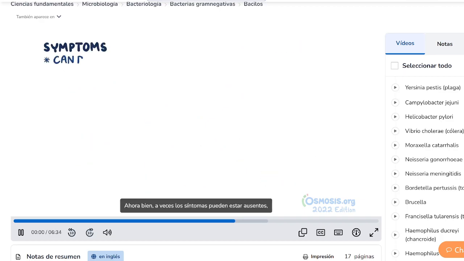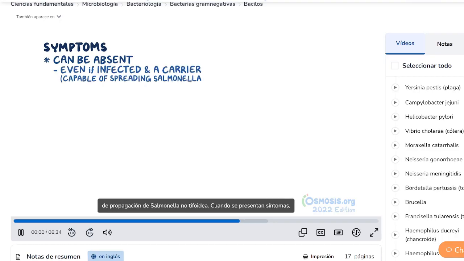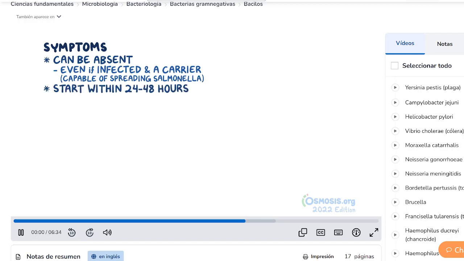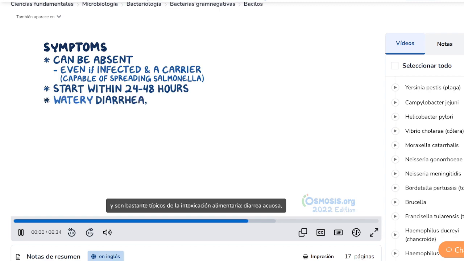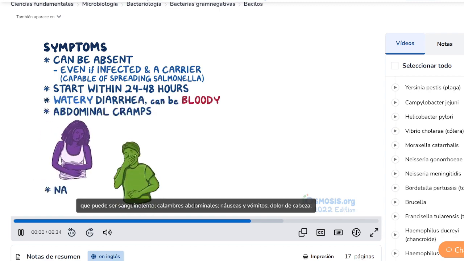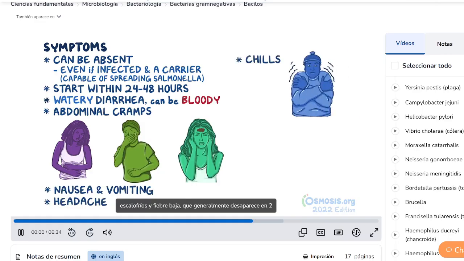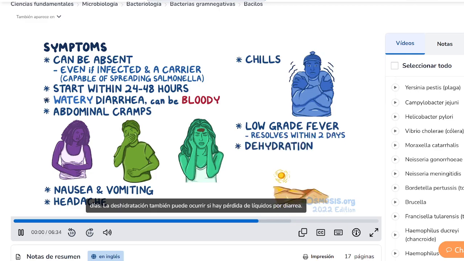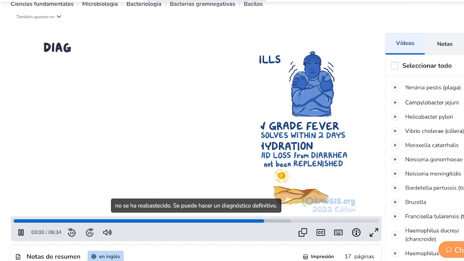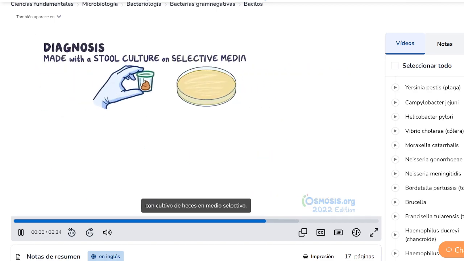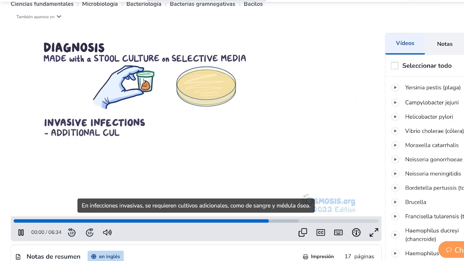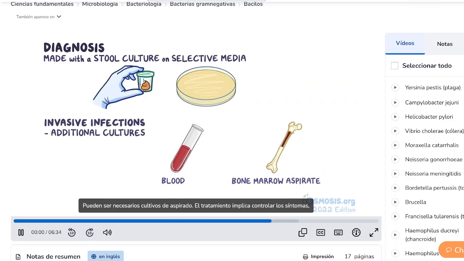Now, sometimes symptoms can be absent, even if a host is infected and a carrier capable of spreading non-typhoidal Salmonella. When symptoms do occur, they start after 24 to 48 hours, and they're pretty typical for food poisoning: watery diarrhea, which may be bloody, abdominal cramps, nausea and vomiting, headache, chills, and a low-grade fever, which typically resolves within 2 days. Dehydration may also occur if fluid loss from diarrhea has not been replenished. A definitive diagnosis can be made with a stool culture on selective media. In invasive infections, additional cultures, like blood and bone marrow aspirate cultures, may be necessary.